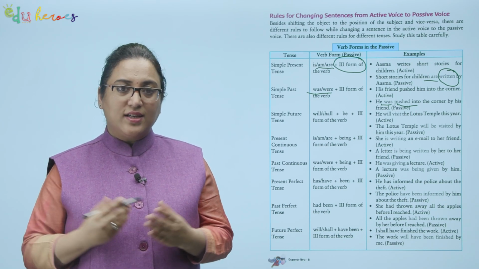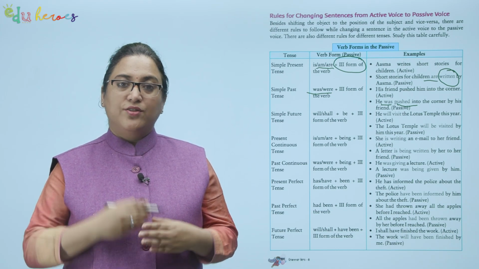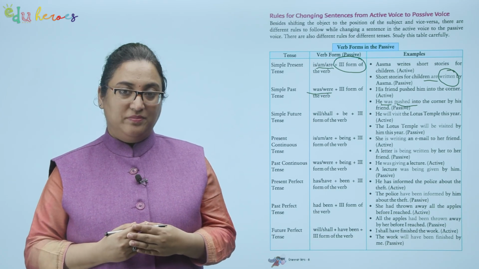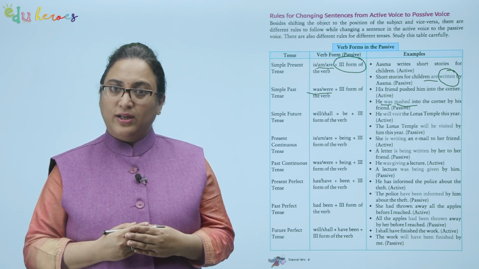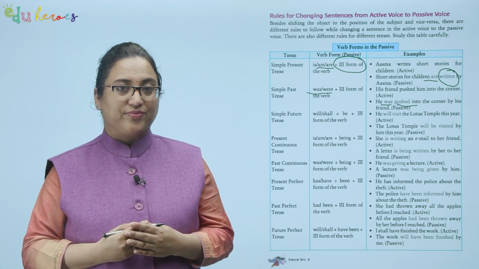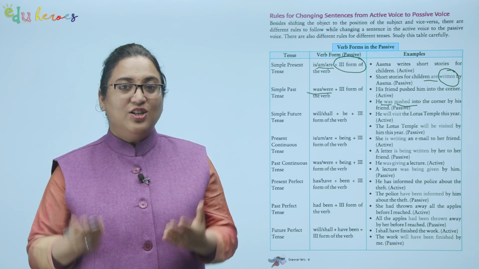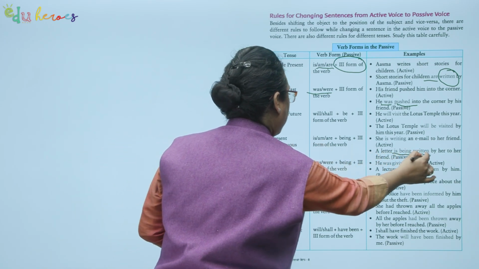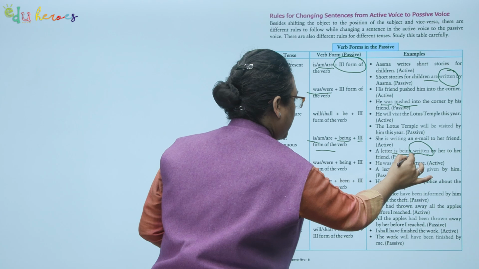When your sentence is in present continuous tense, then you will use this pattern. Either is, am or are plus being and then the third form of the verb. She is writing an email to her friend. This is an active voice, right? Ask yourself why. Because here she is doing the action directly. We change to passive voice. A letter is being written by her to her friend. So we have used is being written. So is, being, and third form of verb, which is written.